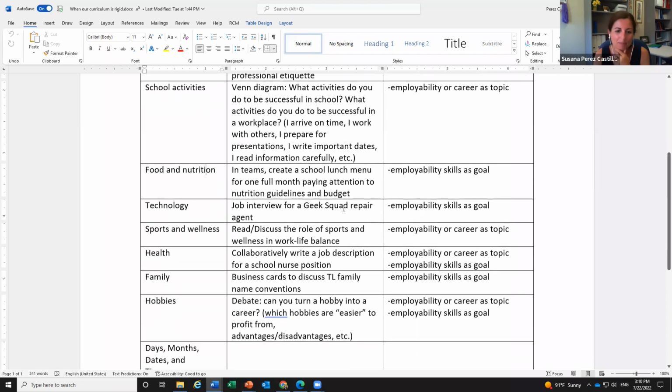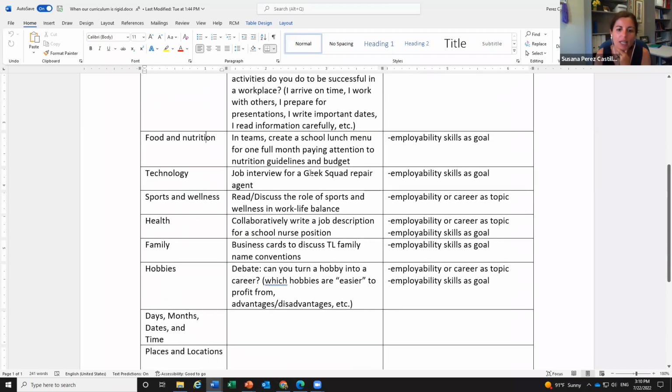in this case. Technology, using the job interview format that we saw before, and this could be for Geek Squad Repair Agent, that could be the pretext, right, to use terminology related to technology. Sports and wellness unit, we discuss the role of sports and wellness in work-life balance. Maybe they haven't thought about that, but they get to use those terms from the unit.